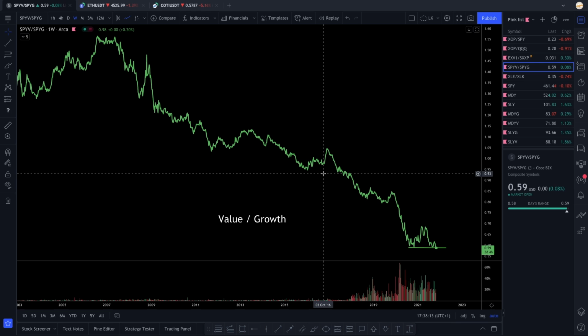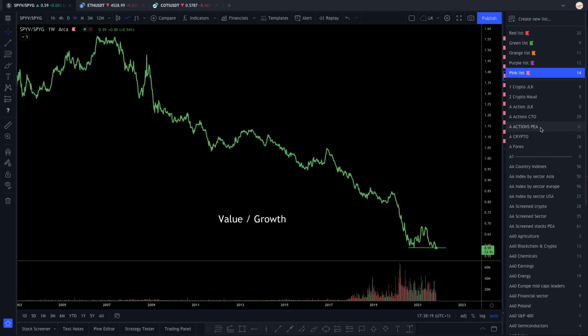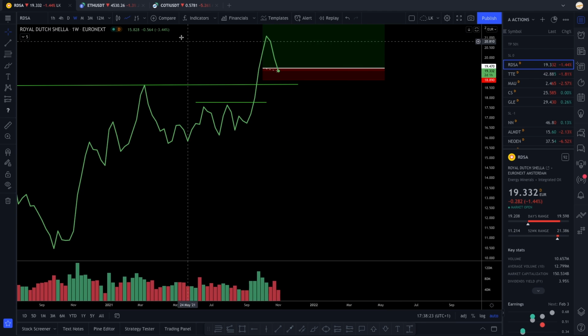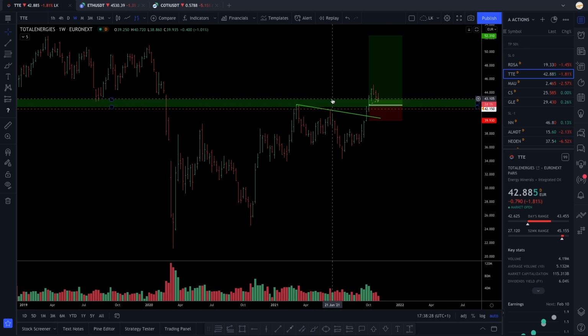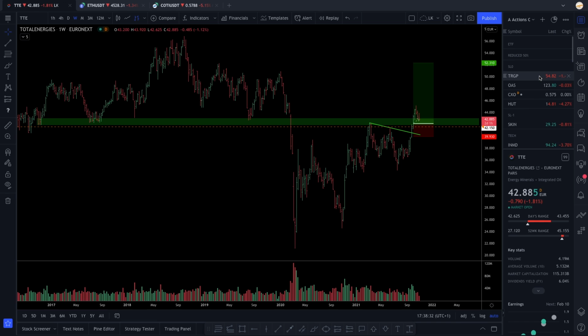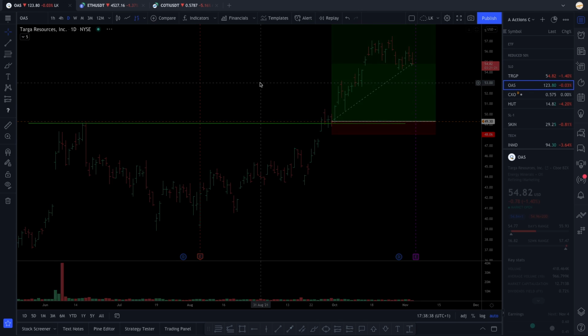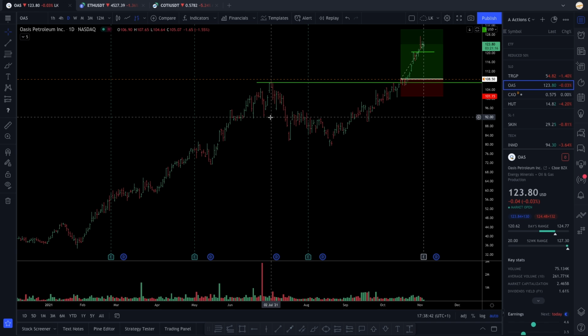Now that you know this, you may have seen my previous videos where I talk about my bet on energy. I invested in some energy stocks. I invested in Royal Dutch Shell. You can see my average price right there. I invested in TotalEnergies, which is the big French company. And I have some oil and gas companies like TRGP, which performed quite well and has its earnings tomorrow. I have Oasis Petroleum, which is one of the only ones that is performing quite nicely.